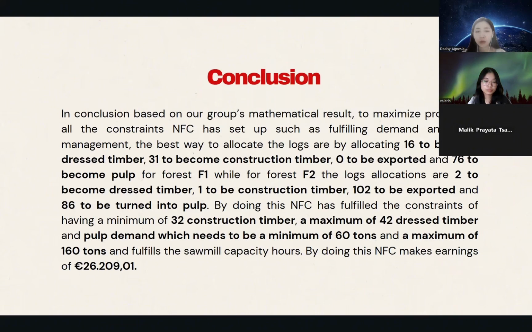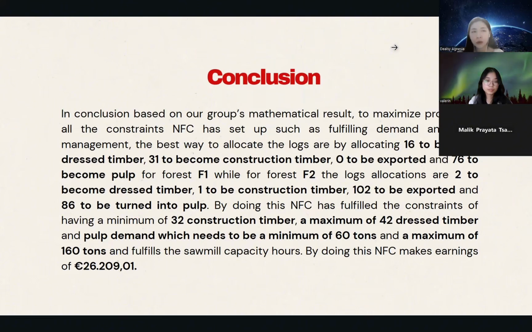All right. In conclusion, based on our group's mathematical result to maximize profit with all the constraints, NFC has set up such by allocating 16 logs from Forest 1 to become dress timber, 31 to become construction timber, 0 to be exported, and 76 to become pulp. And from Forest 2, two of them to become dress timber, 1 becomes construction timber, and 102 to be exported, and 86 to be turned into pulp.